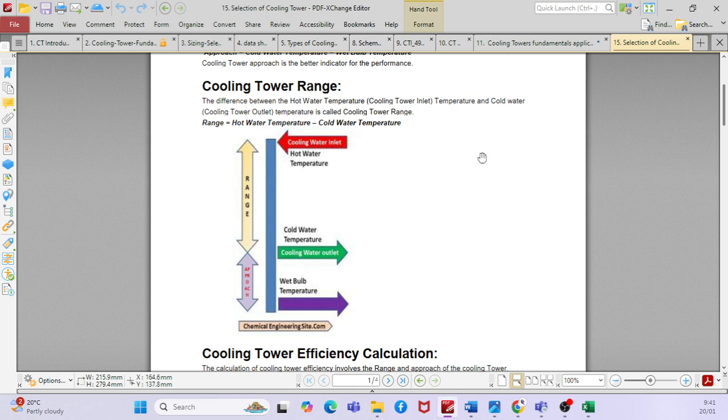Condenser load is nothing but TR multiplied by 30 divided by delta T, so you can calculate the GPM as well, right?